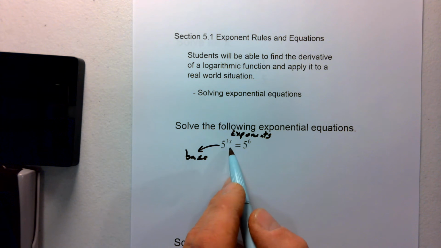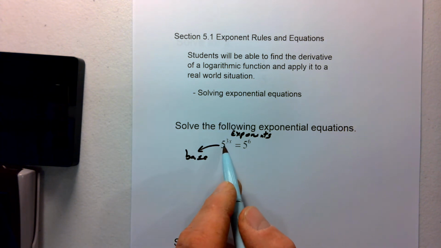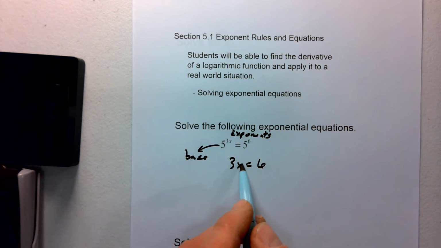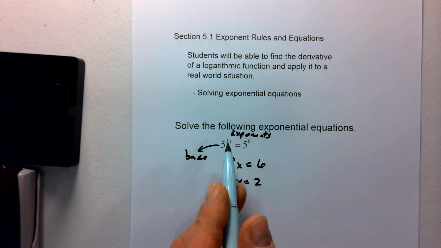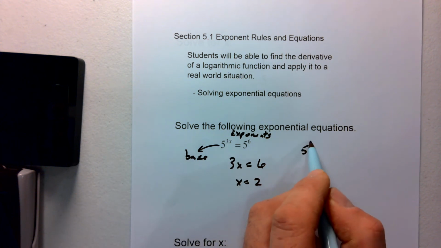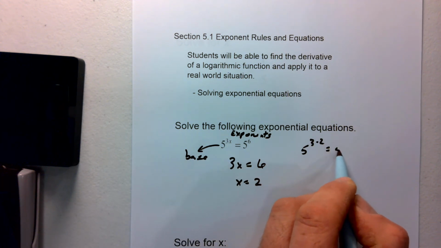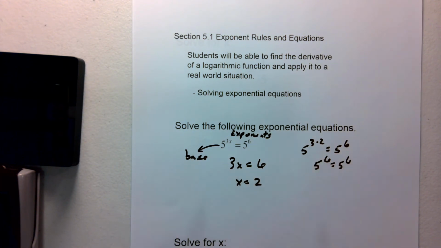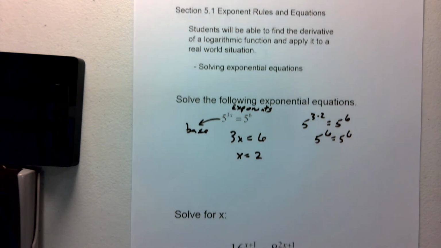Well, if I have an exponential equation, and my bases are the same, then I know my exponents have to be the same as well. So 3x would have to equal 6. And I can go ahead and solve for x. So in this case, x equals 2. And we can go back and we can put this in if you want. So we have 5 to the 3 times 2 is going to equal 5 to the 6. 3 times 2, of course, is 6. So we have 5 to the 6th equals 5 to the 6th. Kind of makes sense, hopefully.